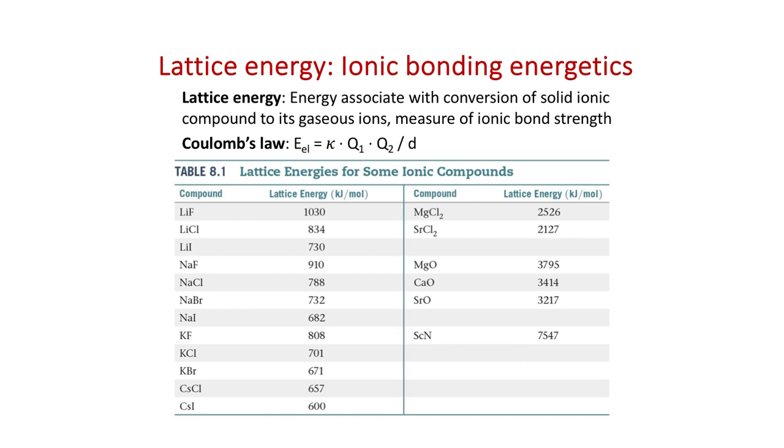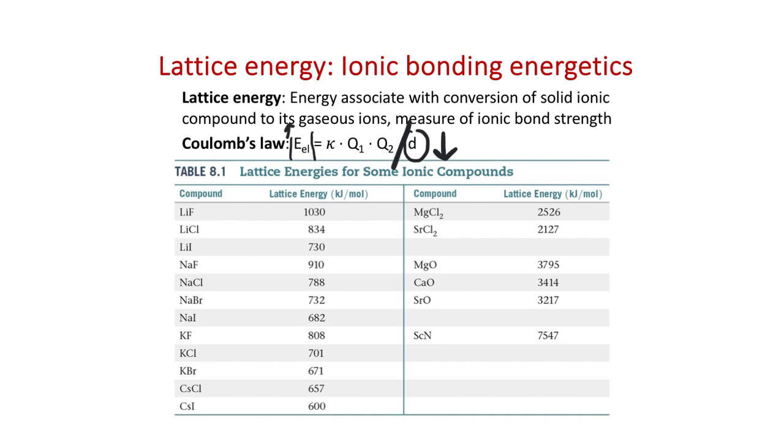Let's compare lattice energies for different types of ionic compounds. Again, lattice energy is the energy associated with the conversion of a solid ionic compound into its gaseous ions. It gives us a measure of the ionic bond strength, so compounds that have a greater lattice energy have a stronger ionic bond. Let's look at the distance term. In this equation, we're dividing by distance. If I make the distance between the ions smaller, since I'm dividing by distance, I'm going to make the energy of electrostatic attraction greater.